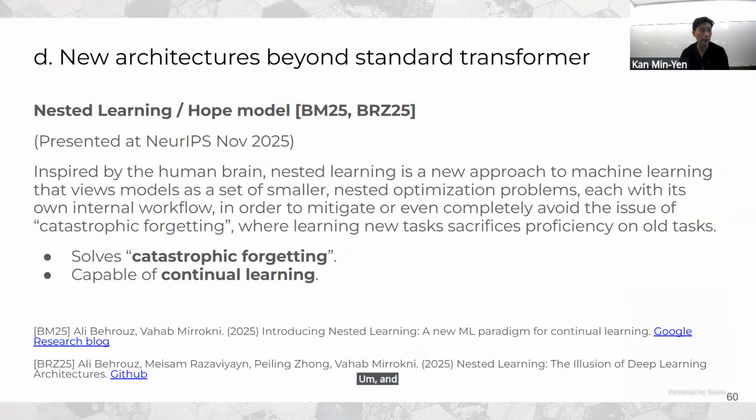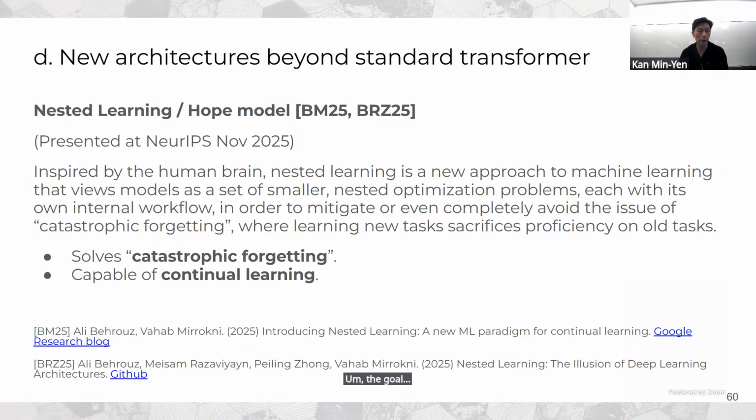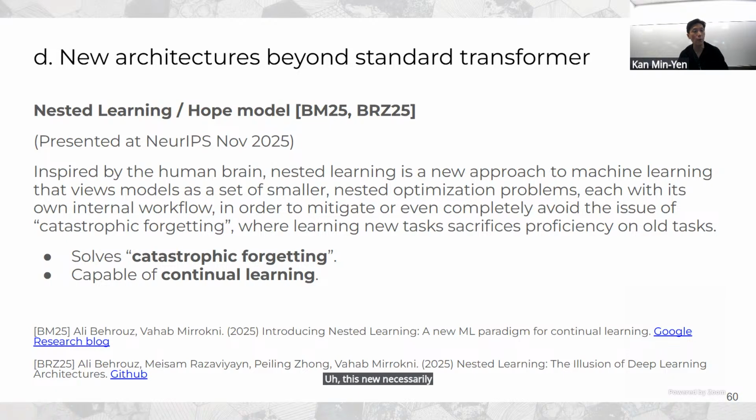And just last week, I saw something and I was really excited by this. Google has solved catastrophic forgetting. So no more model checkpoints. This new architecture can do continual learning. So instead of having to retrain from scratch and releasing a new model every few months, this new nested learning model, they call it the Hope model, can just keep on learning without catastrophic forgetting.